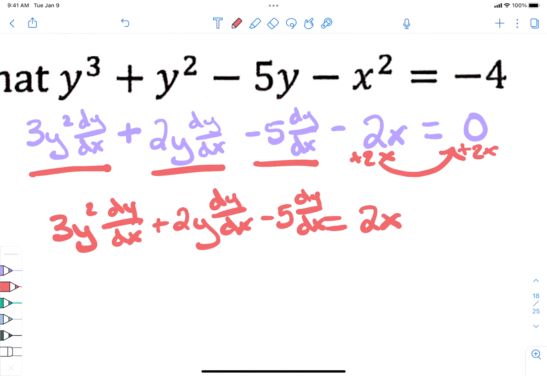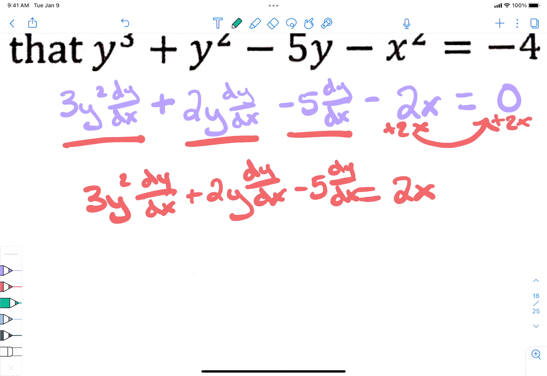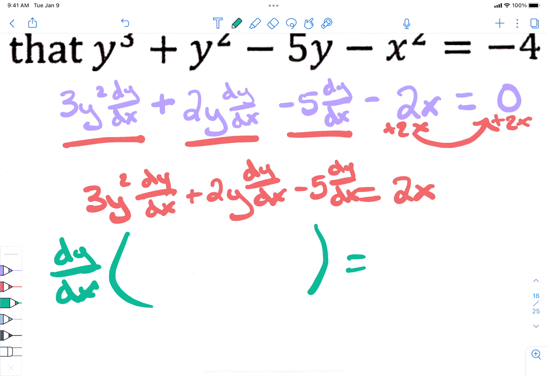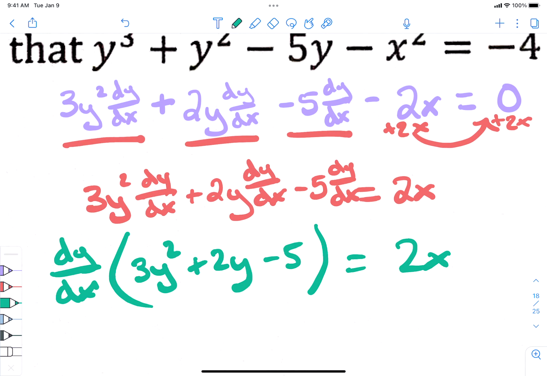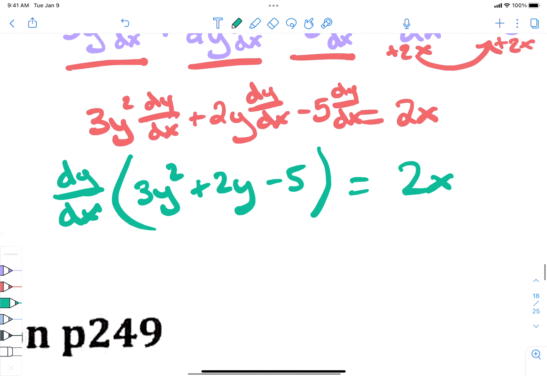Since all 3 of the terms on the left side now have a dy/dx attached to them, we are going to pull the dy/dx out front. You can put it behind, it doesn't matter. I'm going to take each one of those out in front. So if I drag that out in front, 2x is just chilling on the right side, and the parentheses will look like 3y squared plus 2y minus 5. Do you see how we did that? We pulled it out of each term. Then we're just trying to get dy/dx by itself.